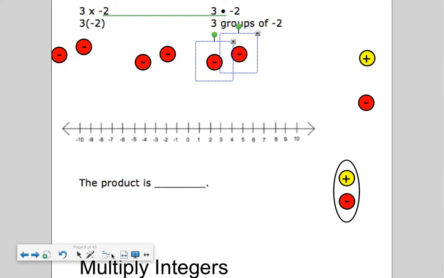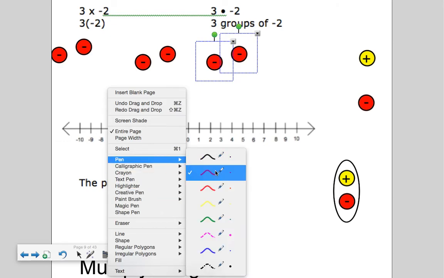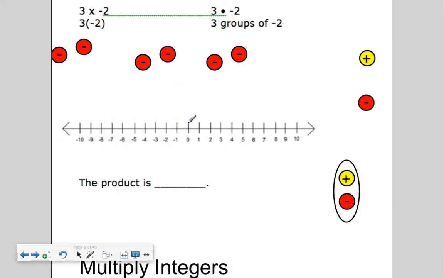It can be represented on a number line. So it's saying starting at 0, I have one group of negative 2, a second group of negative 2, and a third group of negative 2. I'm at negative 6. So 3 times negative 2 is 3 groups of negative 2, negative 6.